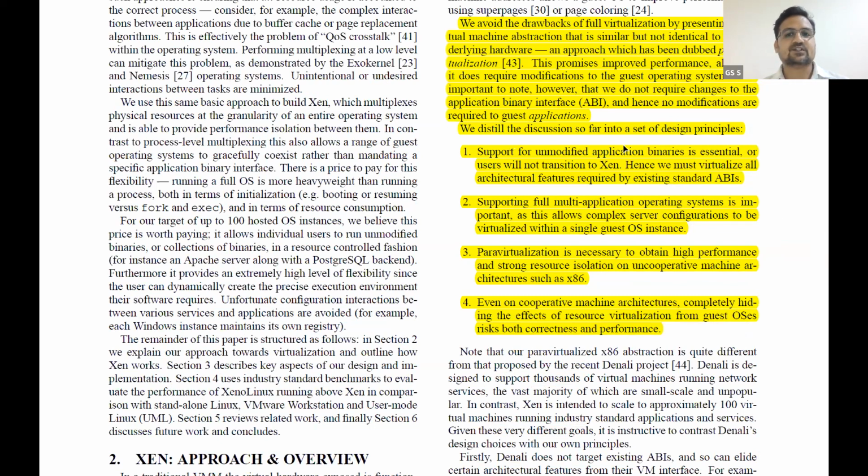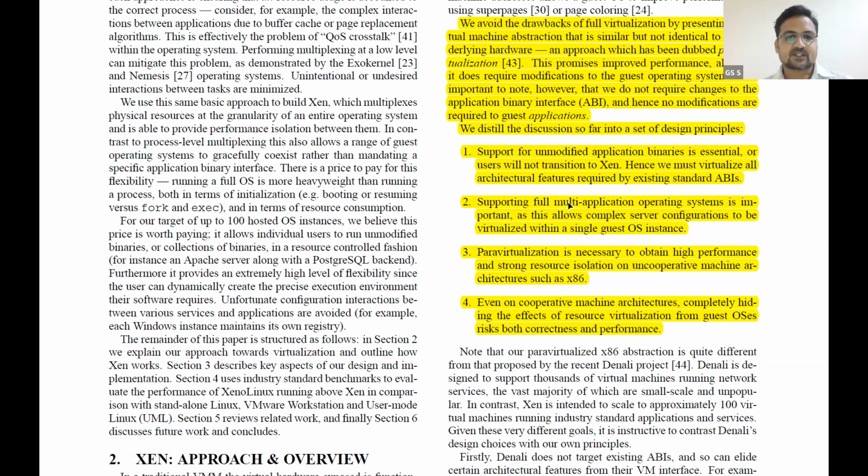We distill the discussion so far into a set of design principles. What are the design principles? The first one is: support for unmodified application binaries is essential, or users will not transition to Xen. When they created the product, they said you don't need to change any application, because if you ask them to change the applications, users will not come to Xen, right? So the first thing is unmodified applications, okay?